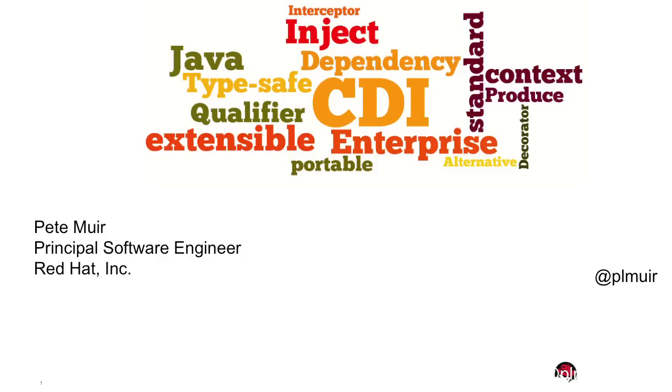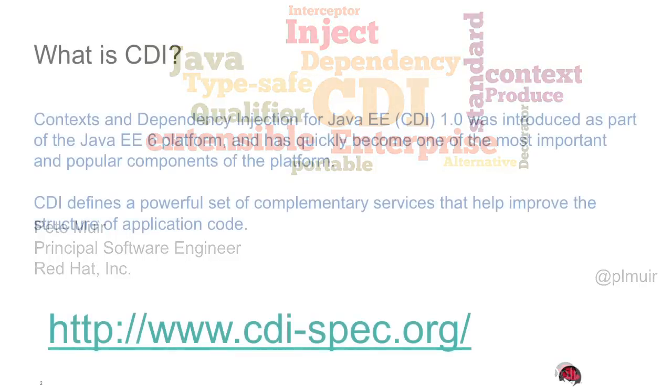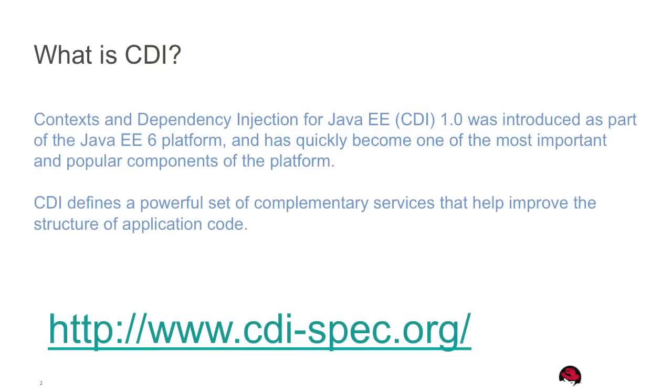But before we talk any more about CDI 1.1, I just want to give you a little bit of an introduction to what CDI is and tell you where you can go to find out some more. CDI 1.0 was introduced in Java EE 6, and it's really quickly become one of the most important parts of the platform. So for Java EE 7, we really focused on integrating it more deeply into the platform, adding more integrations to different components, different specifications that make up Java EE.